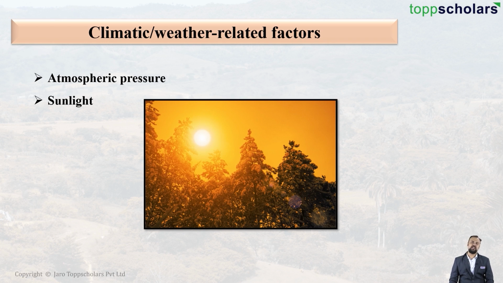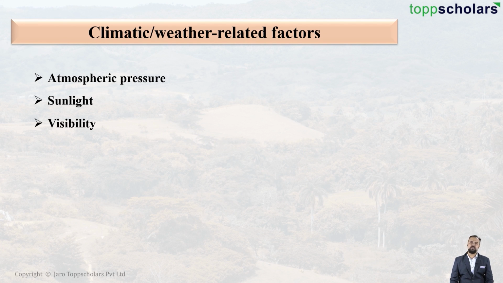Next we have sunlight. I don't think I need to tell you students that if the amount of sunlight and the intensity of sunlight is very high, then the temperature also will be higher. Next we have visibility. This depends upon the quality of the air. Sometimes there is fog in the air which reduces the visibility. But sometimes due to human activities like pollution, there is something known as smog, which is a mixture of smoke and fog which reduces the visibility. This is also another factor which affects the climate and the weather.